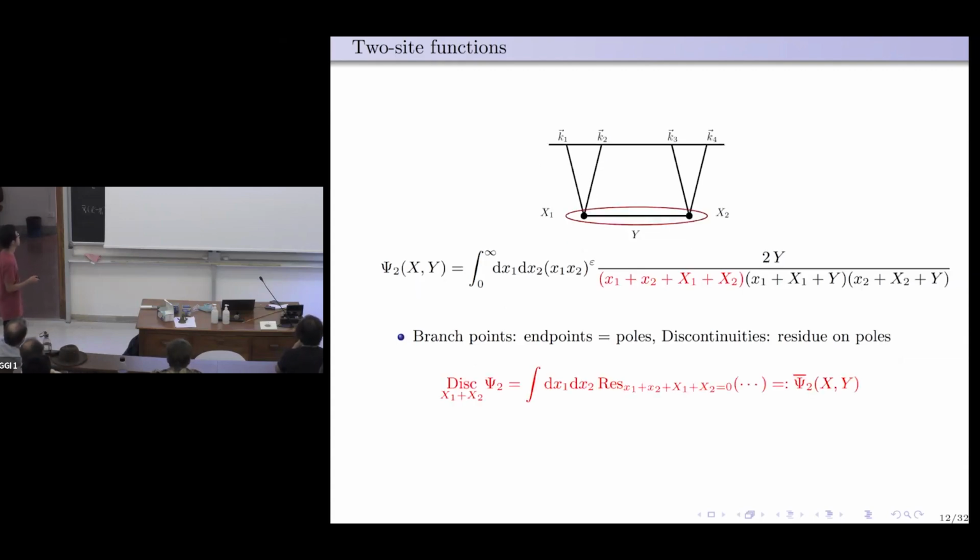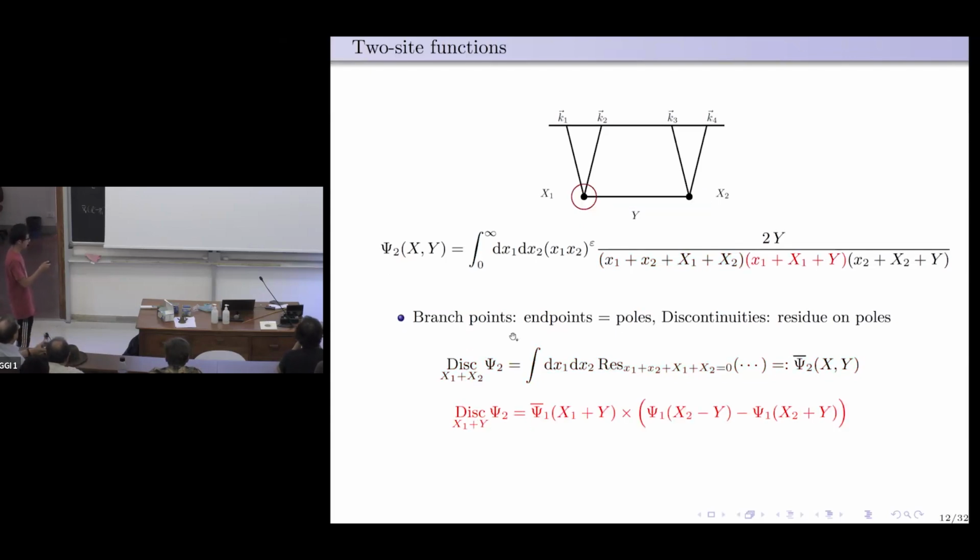Okay. So for example, let's first consider this pole in the integrand, which is colored red here. Then the discontinuity of this capital psi on x1 plus x2 is just the same integral on the residue of this pole, which I denoted by psi bar here, which means just the integral over the residue of the total energy. And note that when we take residues of the integrand on total energy, the integrand goes back to the normal flat space amplitude. So this is just an integral over this flat space amplitude.